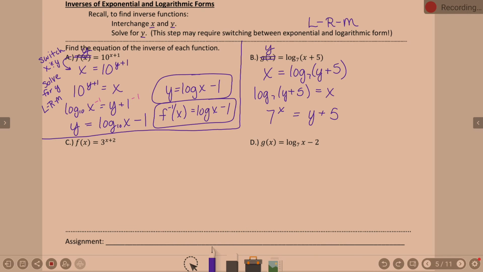Then you minus 5, and it's y equals. Then when you get to solving for y, that's the easy part today, right? If it's y plus 5, subtract 5. And so I'm going to have y equals what? 7 to the x minus 5. Now make sure it's 7 to the x, minus 5 is not in the exponent. You could write your answer like this, or this one would be g inverse of x equals 7 to the x minus 5.